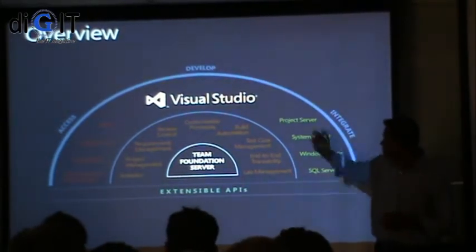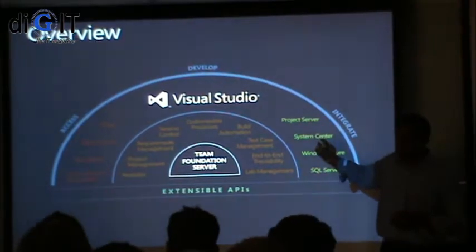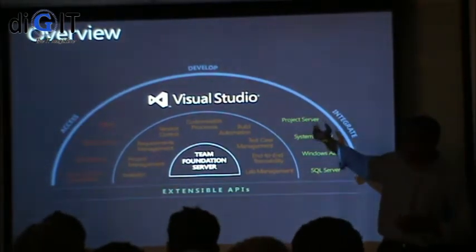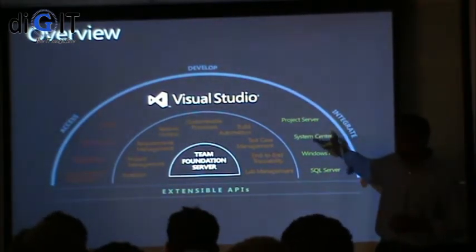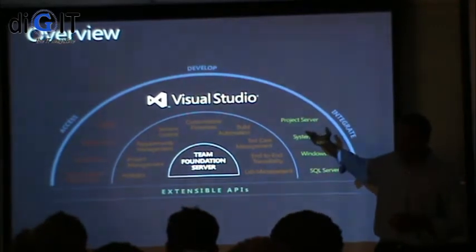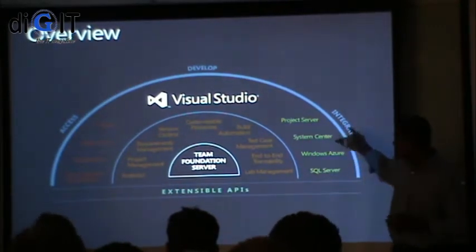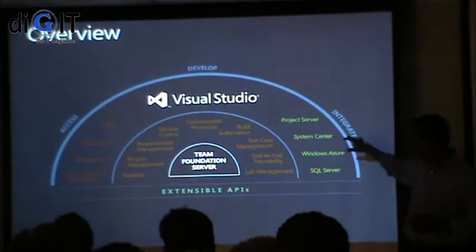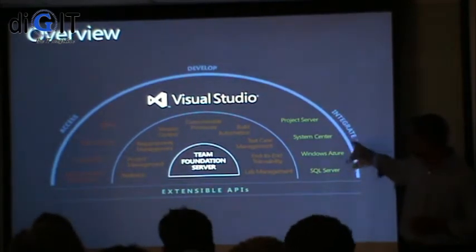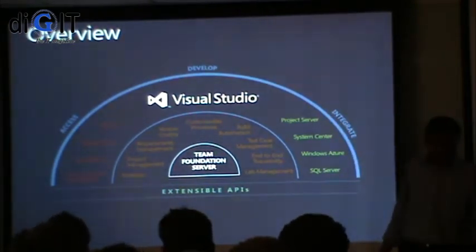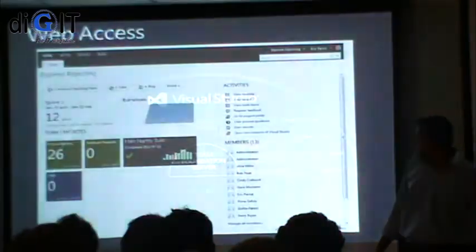These are the tools that we use to do all this stuff. Starting from Visual Studio, Project Server. You understand why Project Server is there, right? This is for project management. In System Center, I'll tell you more about System Center later. So many other things are there. Web access. What is this web access?